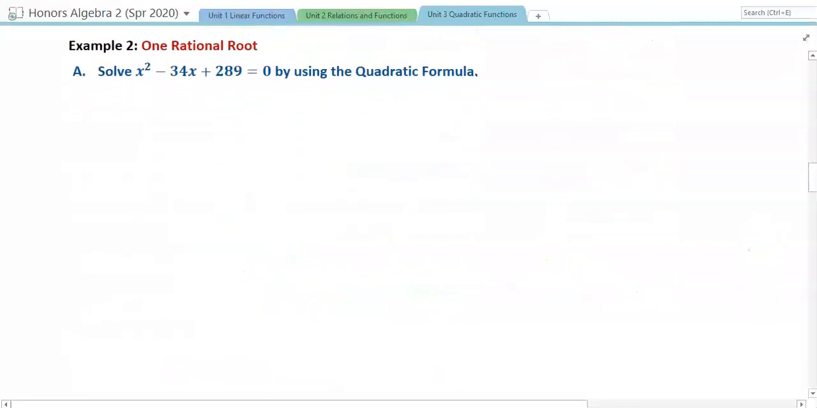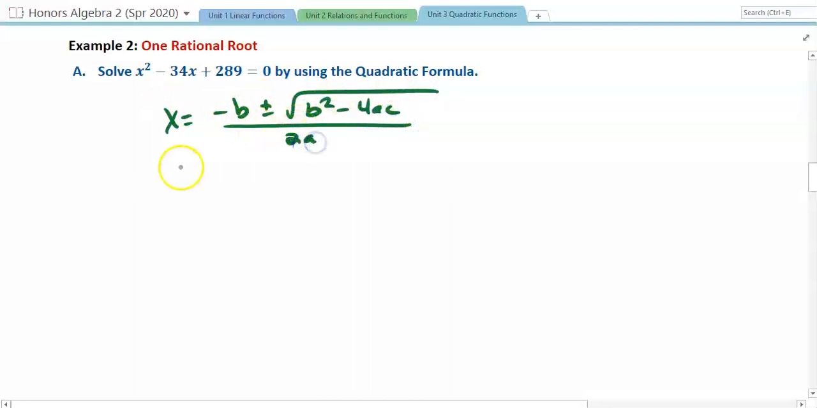So with one rational root, what we're going to get here is one that'll still solve out, still going to do the same thing. x is equal to the opposite of b plus or minus the square root of b squared minus 4ac all over the 2a. So x is equal to the opposite of negative 34 plus or minus the square root of b squared.